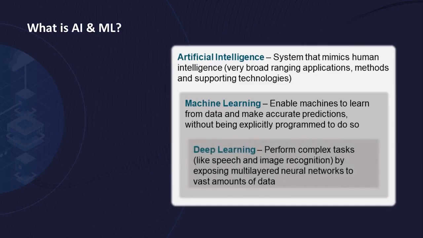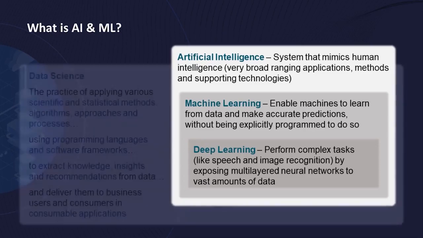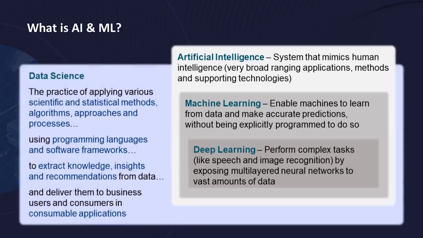And deep learning is a subfield of machine learning, where you're performing complex tasks like image classification or object detection or natural language processing. And the reason it's called deep learning is that they utilize neural networks to process the vast amounts of data presented to them. And it's deep learning because these neural networks typically have a number of layers to them. They're deep.